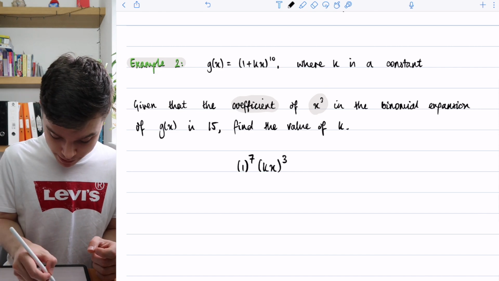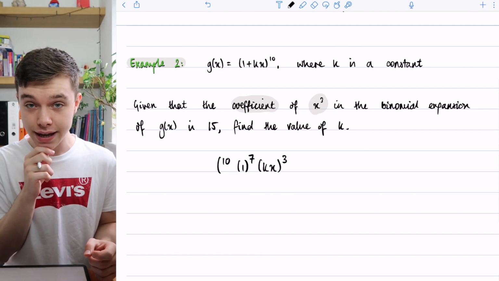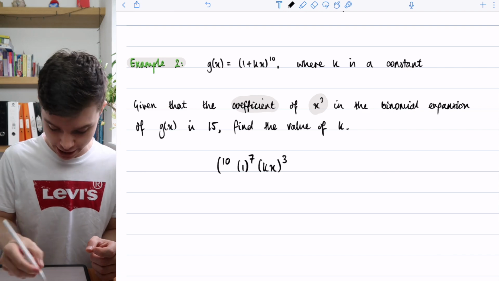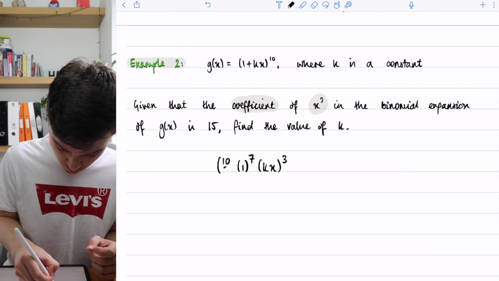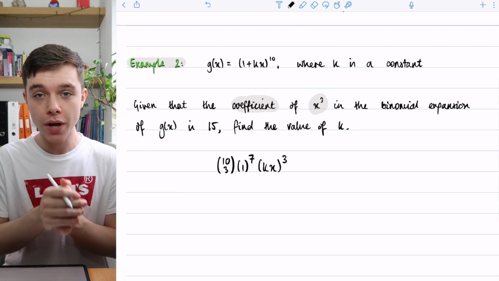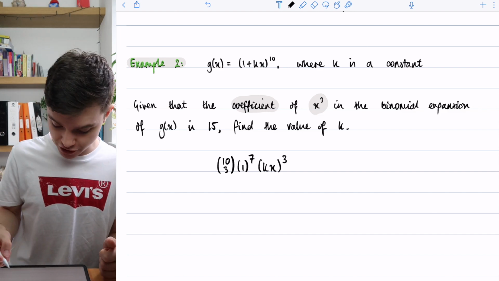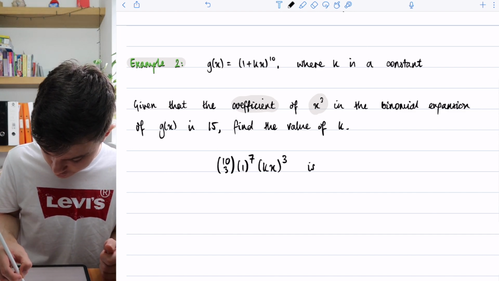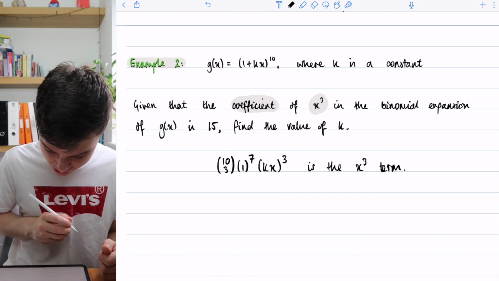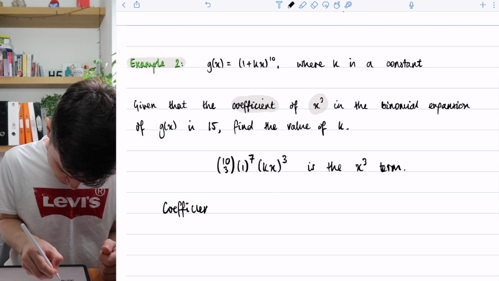And then I just need my combination. I've got the power on the bracket, which is a 10, and I need the x cubed, so I need that 3 to match my combination, so 10 choose 3. Okay, and that will give me the coefficient of the x cubed. All I really want is just the number because I want the coefficient. So that is the x cubed term. Again, I need the coefficient, so let's just take the number. So the coefficient is just this bit here.